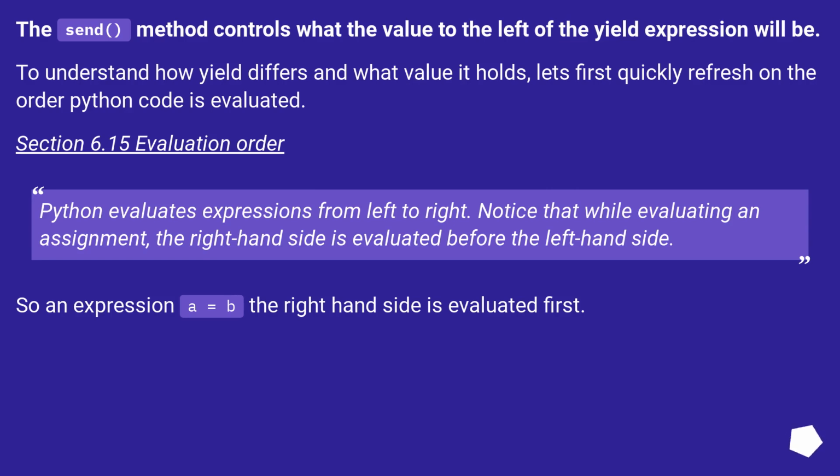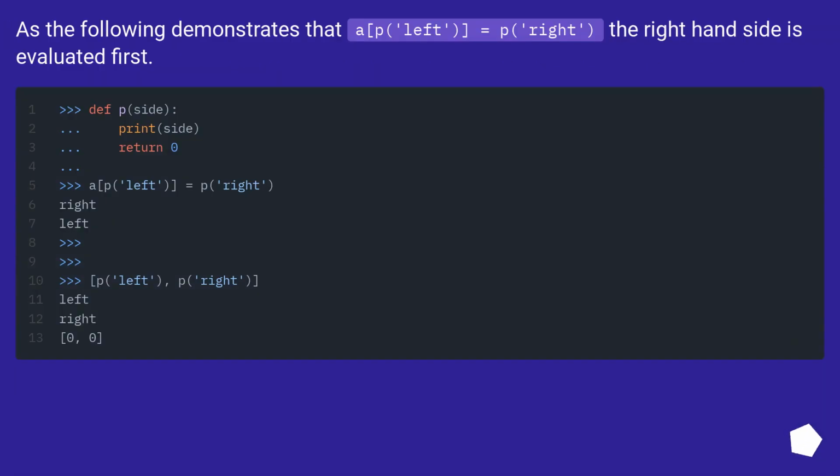The send method controls what the value to the left of the yield expression will be. To understand how yield differs and what value it holds, let's first quickly refresh on the order Python code is evaluated. Section 6.15, Evaluation Order. Python evaluates expressions from left to right. Notice that while evaluating an assignment, the right-hand side is evaluated before the left-hand side. So in an expression a = b, the right-hand side is evaluated first. As the following demonstrates, in a.p_left = p_right, the right-hand side is evaluated first.